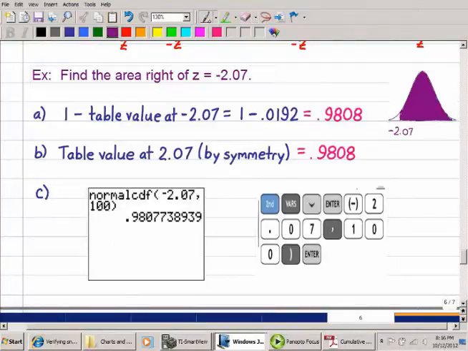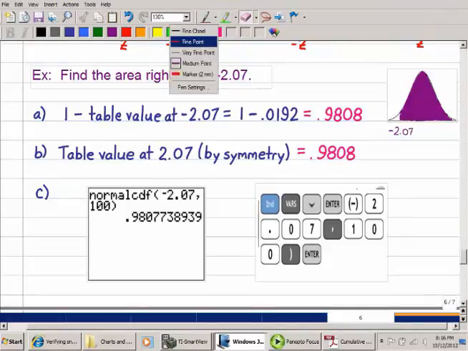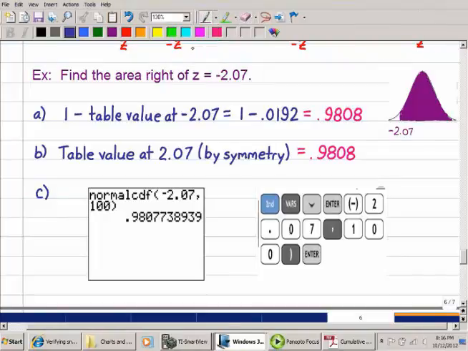Or you can even, here's the calculator method. Now the calculator, you don't have to flip anything. You just have to realize area right means your first number will be this number, whether it's positive or negative, it doesn't matter. So I put in negative 2.07, my first number, comma 100, representing positive infinity. Kind of like I showed you earlier with the interval notation. So area right means you're starting at the smaller number going towards positive infinity. So negative 2.07, comma 100. And that looks like it's probably right to me. Just look at that. I think it's 0.9808, isn't it?